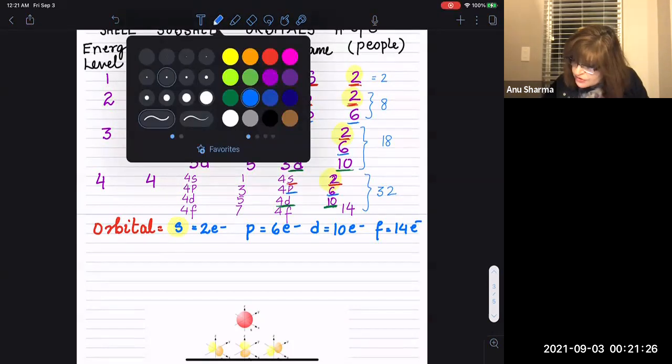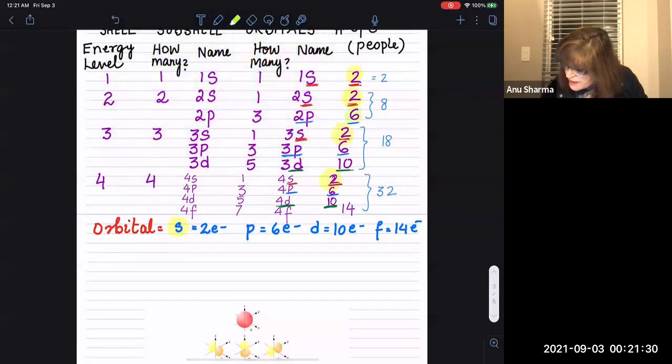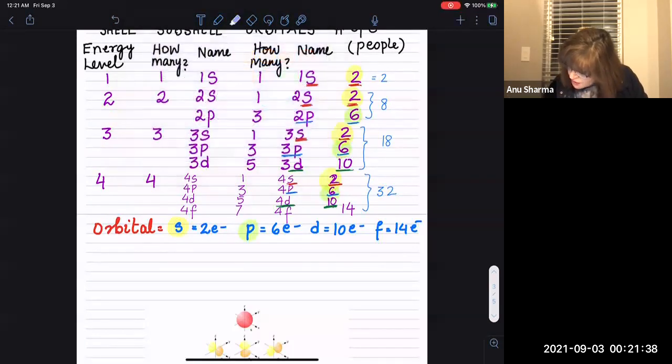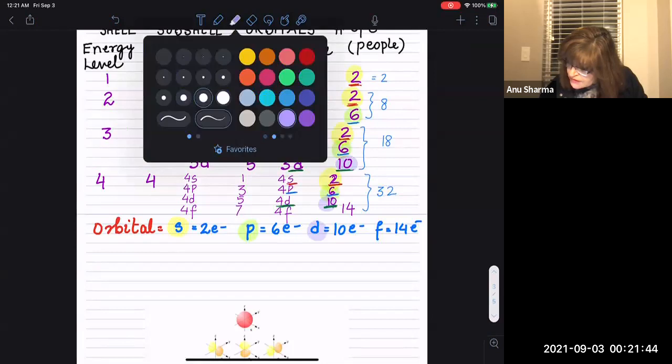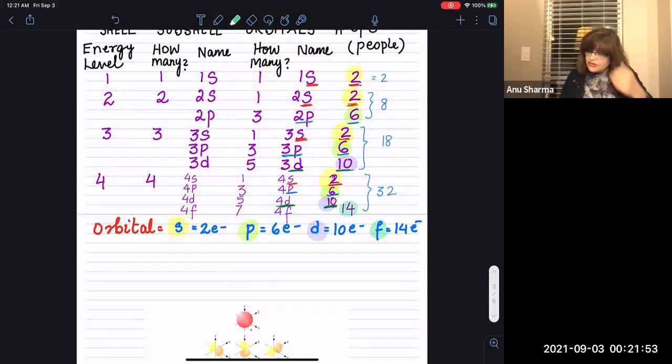Next thing you're going to see is, for the P, it is 6. So here's the P, and then comes the D, starting from the third energy level. So that's the D, and then the fourth is F, right here, this one. Okay, so this is one thing.